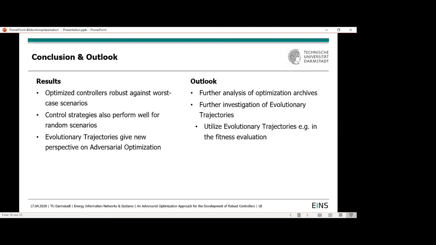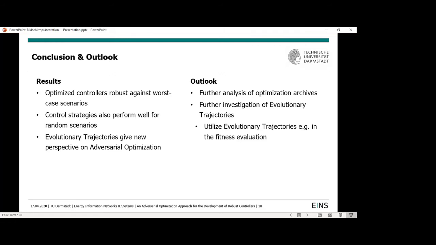For further work, it is suggested that these optimization archives are further analyzed, especially looking at different sizes of the optimization archive to enable maybe a scaling of this approach for bigger real-world problems.